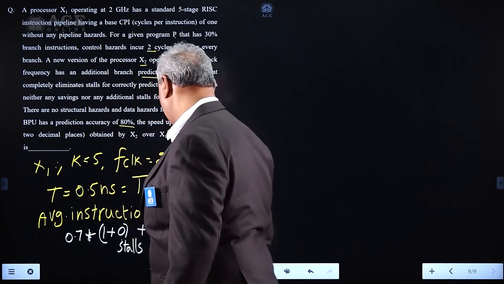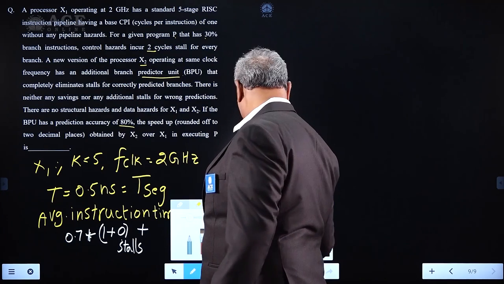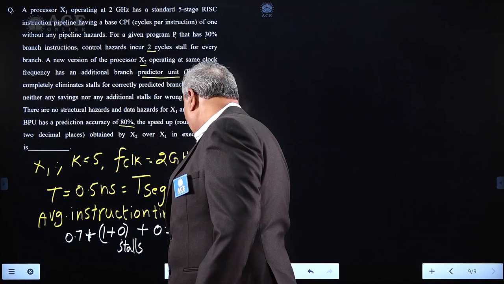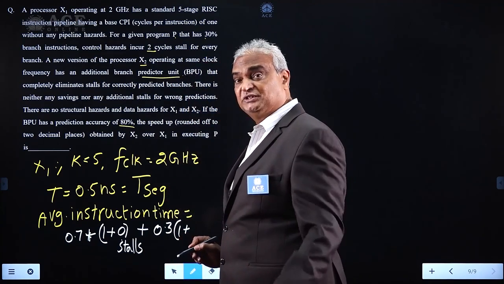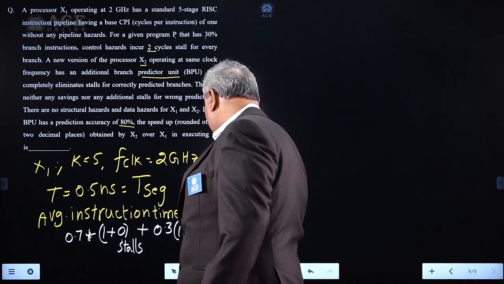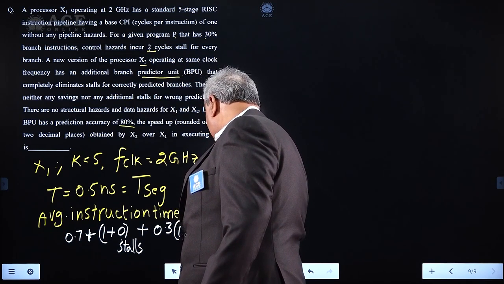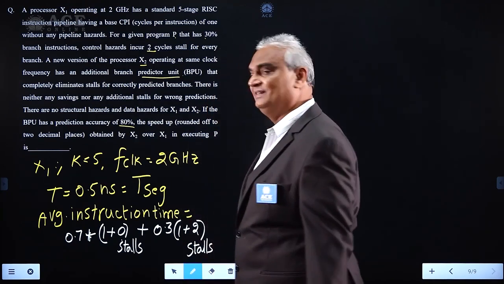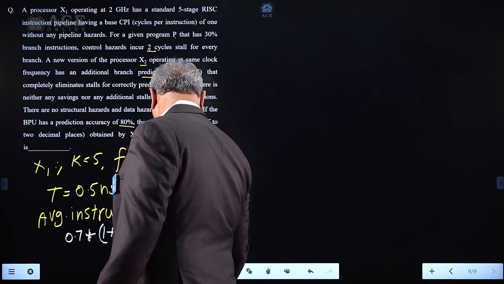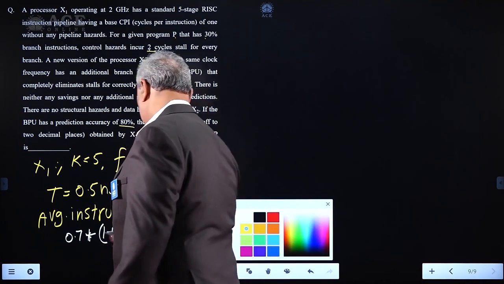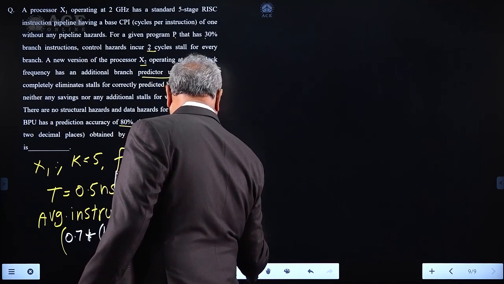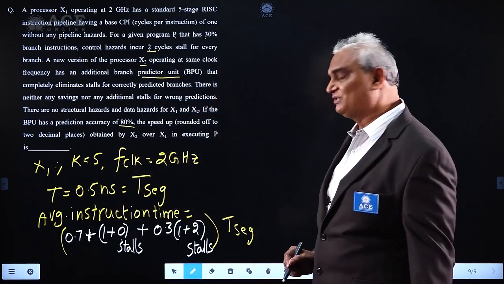Plus 30% are branch instructions. For each branch instruction, one clock cycle is compulsory for execution. Along with that clock cycle, 2 more clock cycles are needed as stalls. Here T segment is nothing but 0.5 nanosecond.